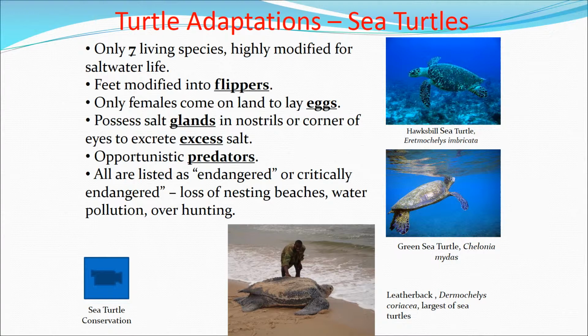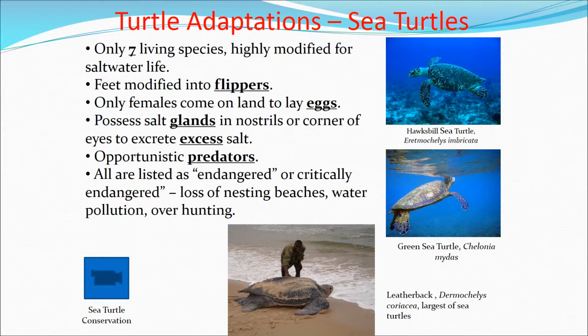Sea turtles. There are only 7 living species of sea turtles. They are highly modified for saltwater life. Their feet don't even have toes. They're modified into flippers. The females, again, come on to land to lay eggs. They have salt glands to excrete excess salt. They are opportunistic predators. That means whatever swims by them, they're going to try and eat.